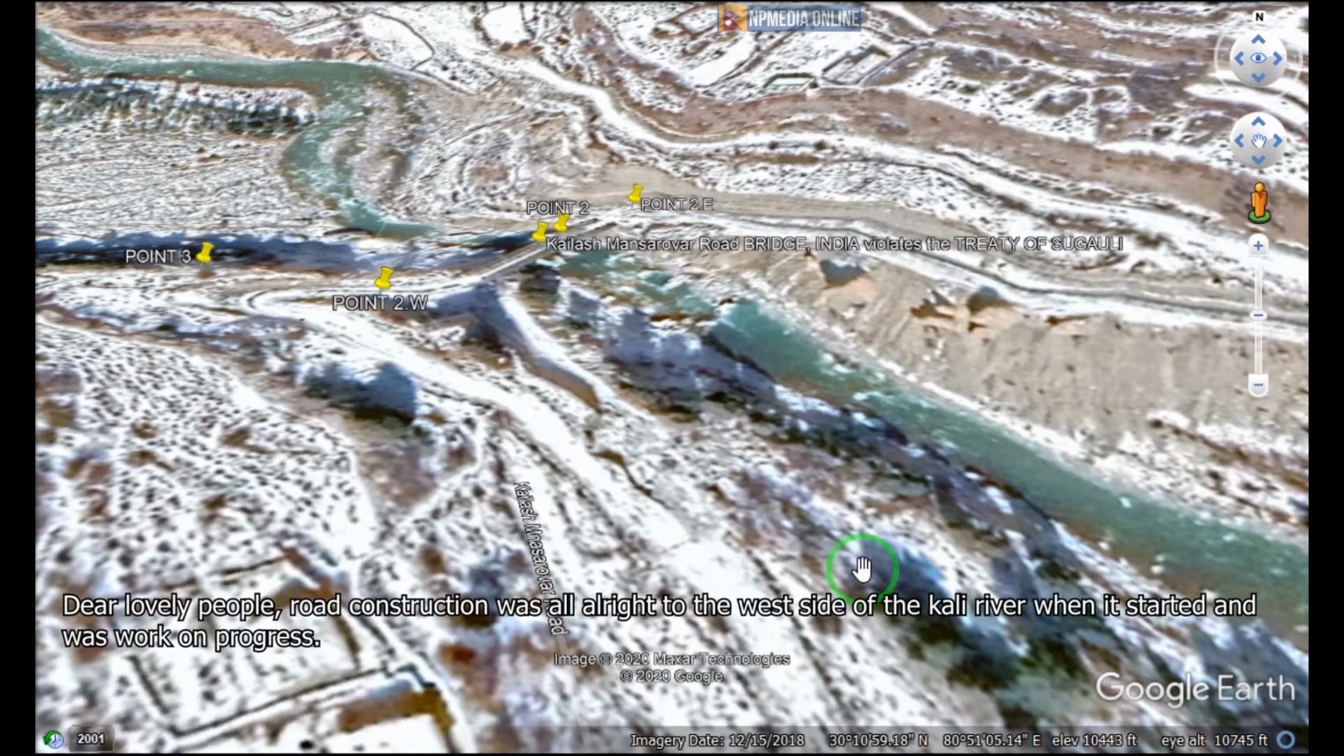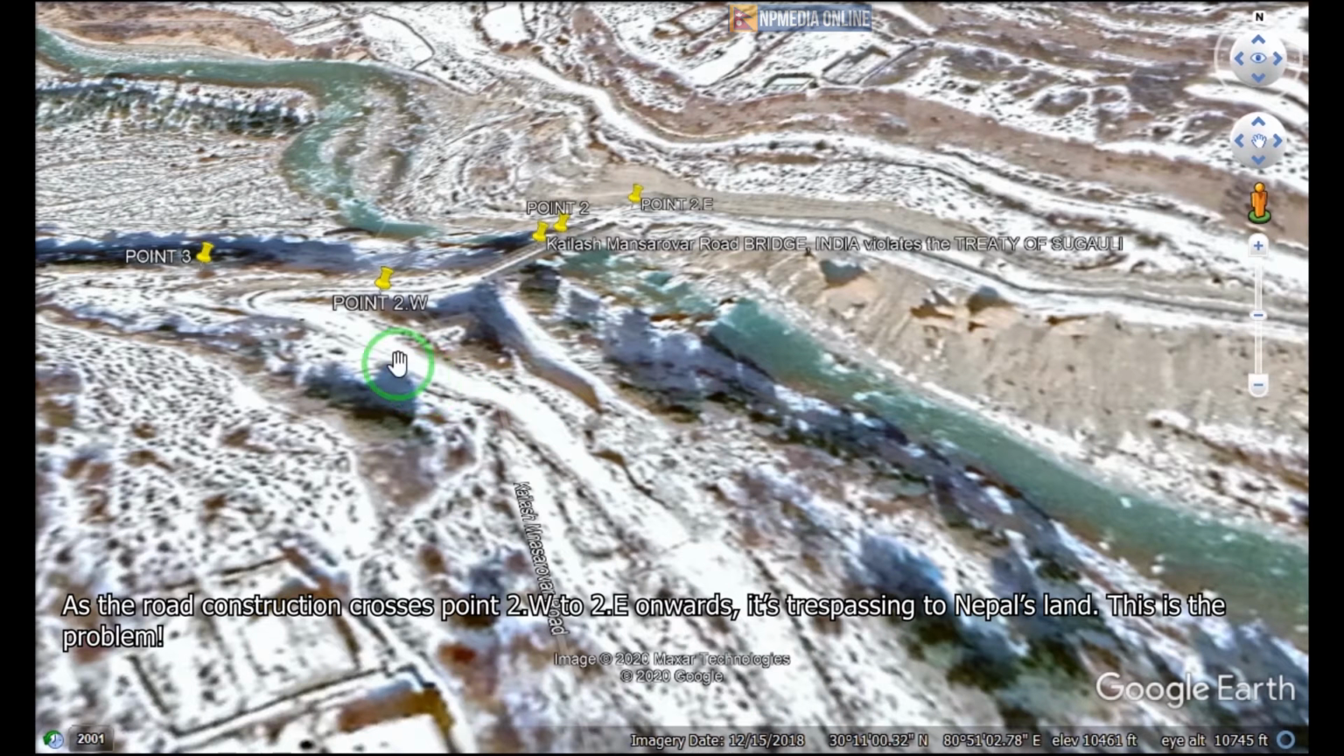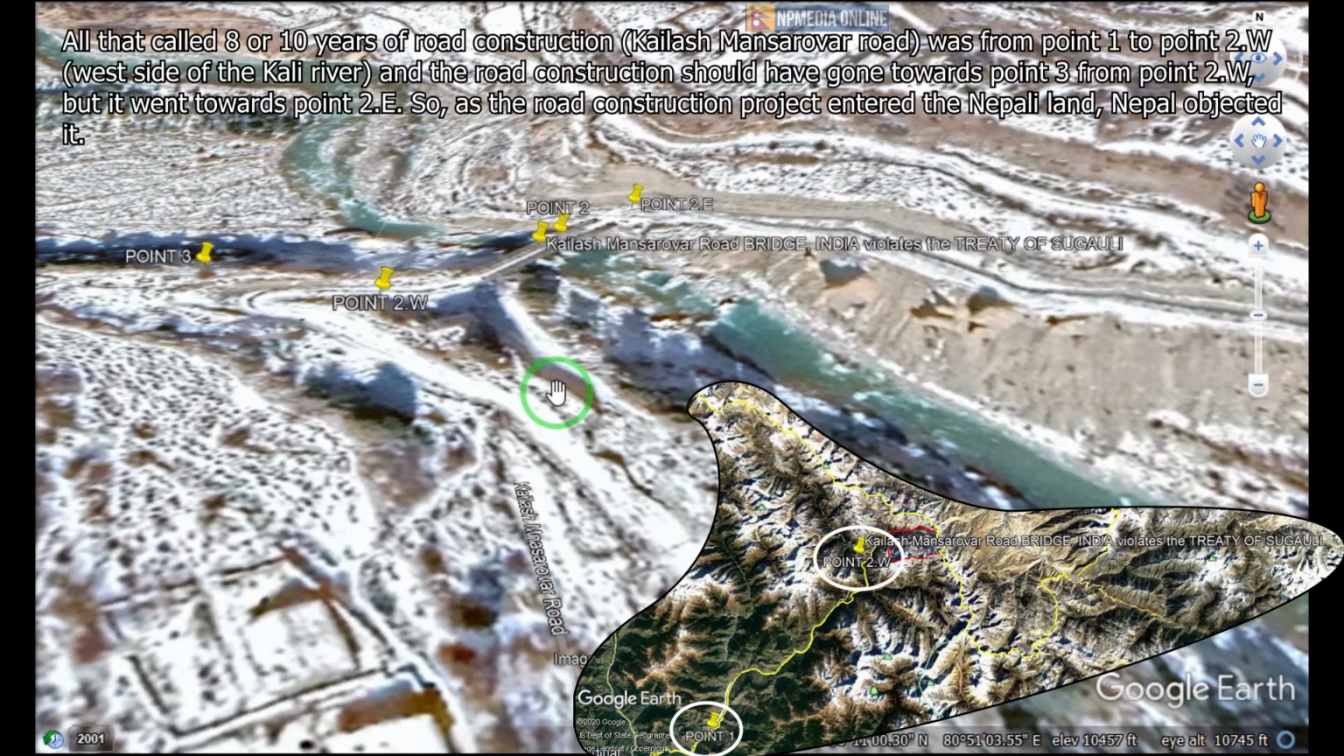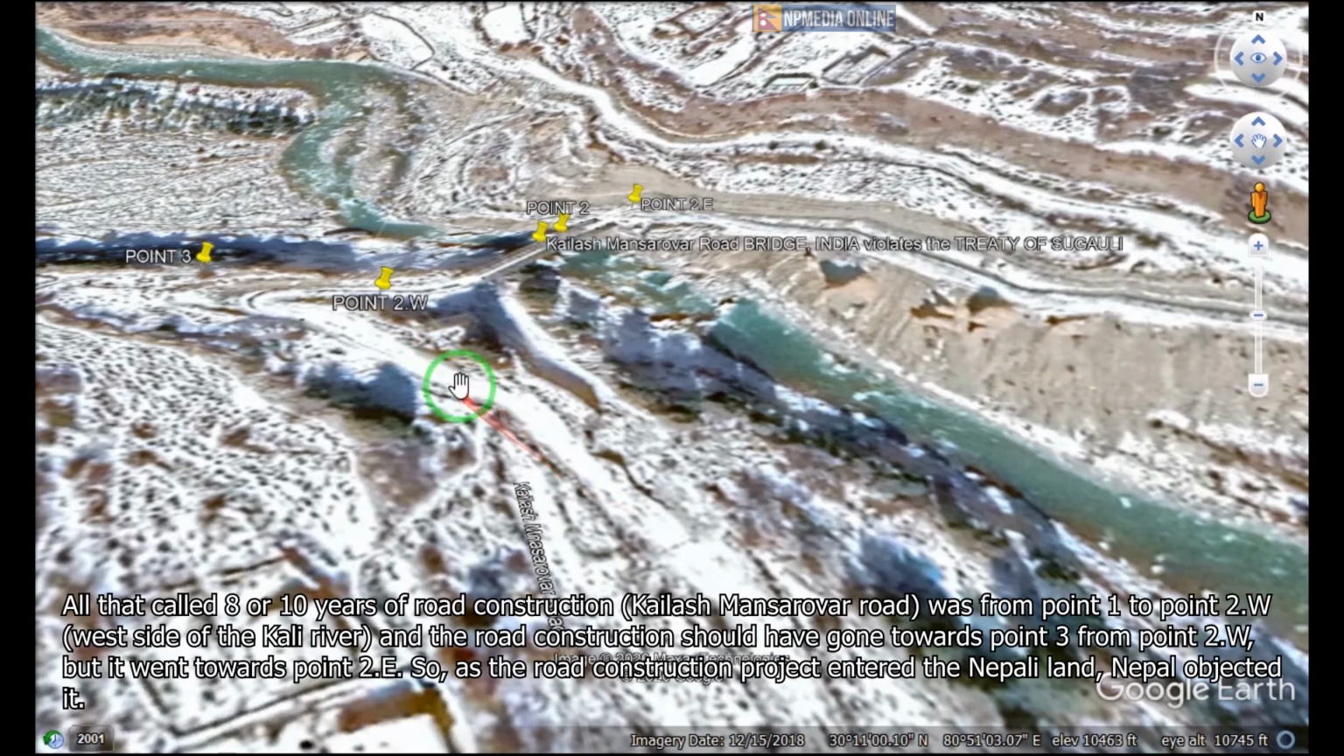Dear lovely people, road construction was all right on the west side of the Kali River when it started and was work in progress. As the road construction crosses point 2.W to 2.E onwards, it's trespassing on Nepal's land. This is the problem. All that 8 or 10 years of road construction, Kailash Mansarovar road, was from point 1 to point 2.W, the west side of the Kali River, and the road construction should have gone towards point 3 from point 2.W, but it went towards point 2.E. So, as the road construction project entered Nepali land, Nepal objected to it.